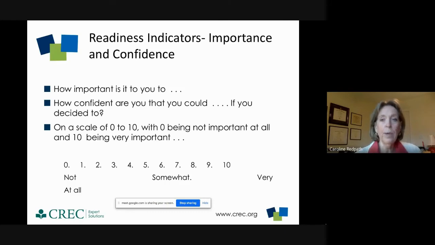And what I do is I use a readiness ruler, and I just have a piece of paper with 0 to 10 on it. And I talk to them about how important is this to you? So let's say it's homework. You're going to do importance and confidence separately. So how important is it to you to do your homework? On a scale of 1 to 10, with 0 being not important at all and 10 being very important.